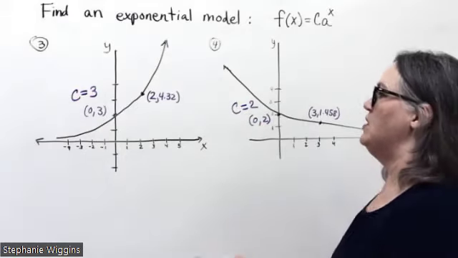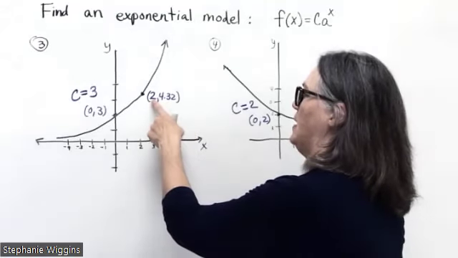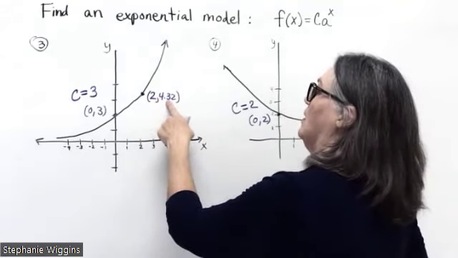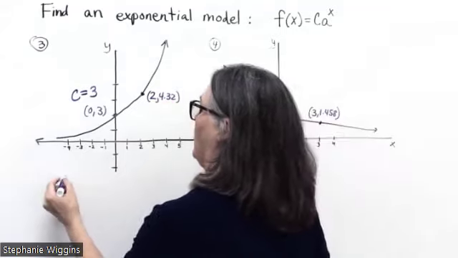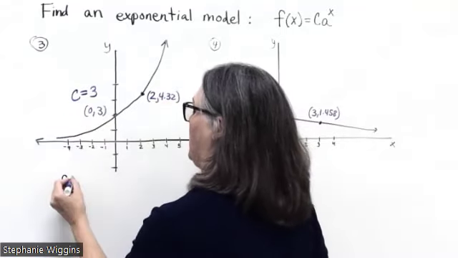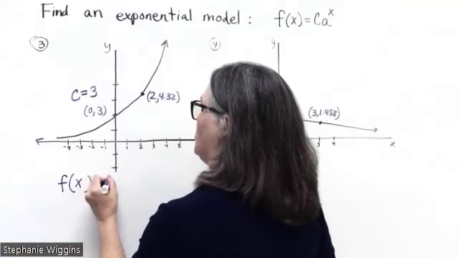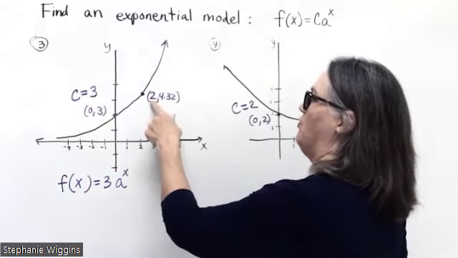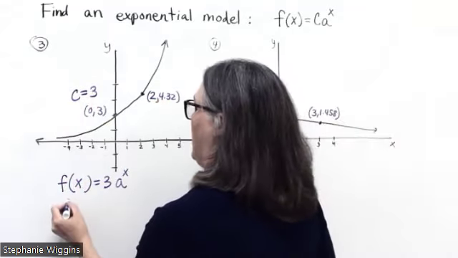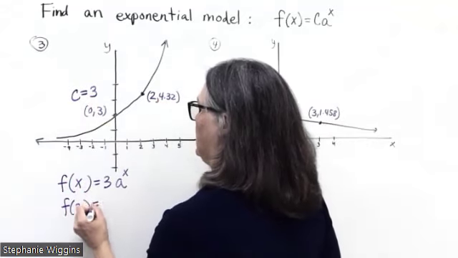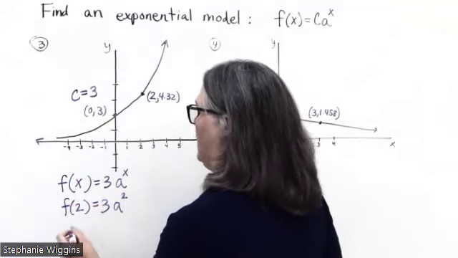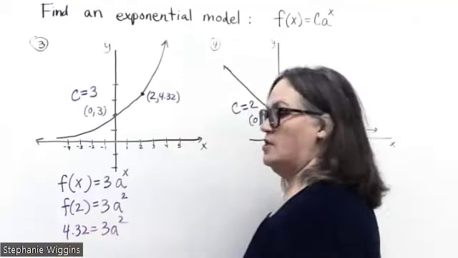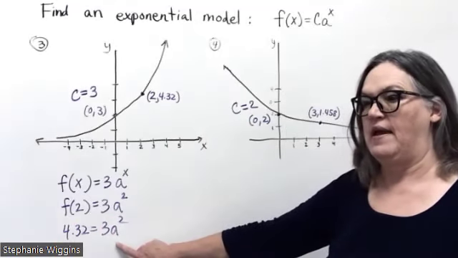And what we're going to do is notice that the other point that's given to us here, when you plug in 2 into your model, you're going to get 4.32. So our model, since we found C to be 3, is f of x equals 3 times a to the x. And it says if I plug in 2 for x, I get 4.32. So that means f of 2 is 3 times a squared, and f of 2 is just 4.32. So now all I have to do is solve this equation for a.